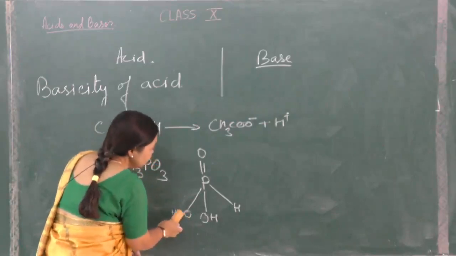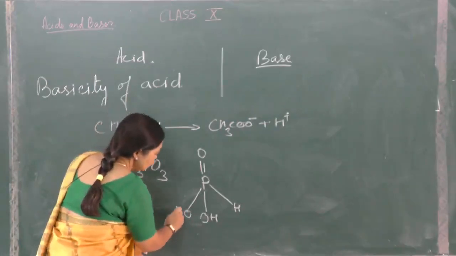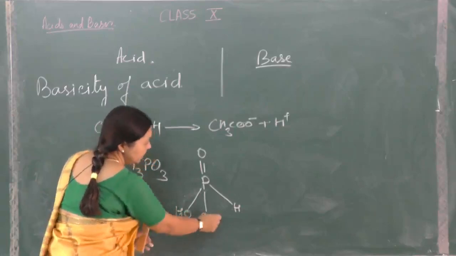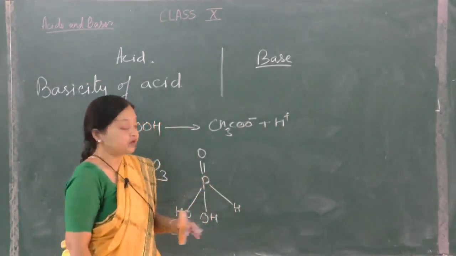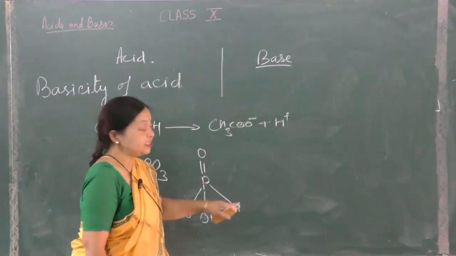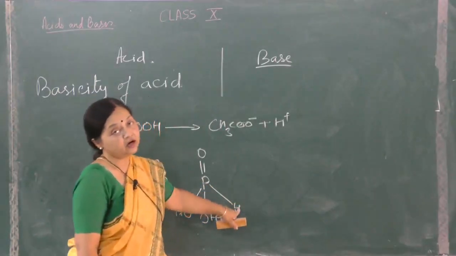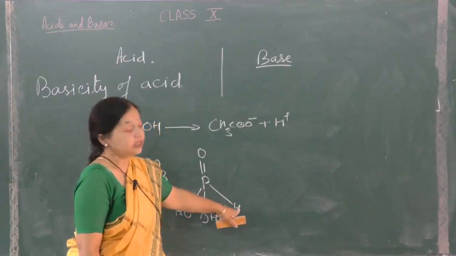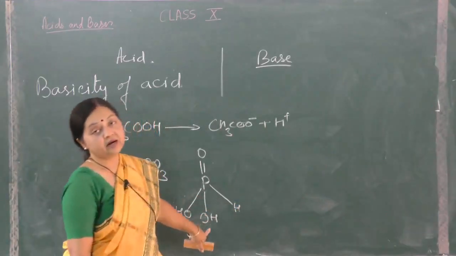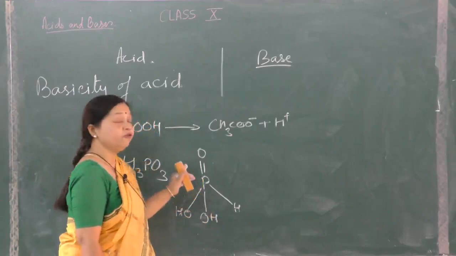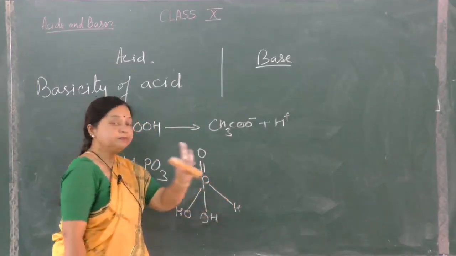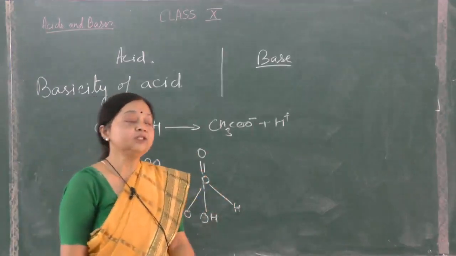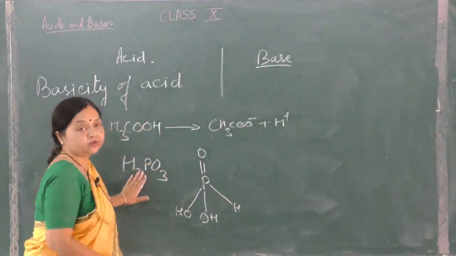So it is easier to break this bond, and only these two are replaceable hydrogens. The hydrogen directly linked to the central ion, the phosphorus, is not replaceable. This cannot be ionized, it is not ionizable. So it is dibasic and not tribasic. In H3PO4 we have OH over here, so all three are ionizable. So that is tribasic, but not H3PO3.